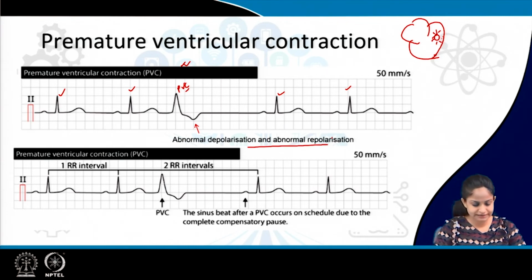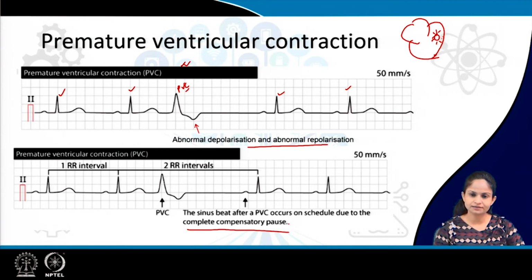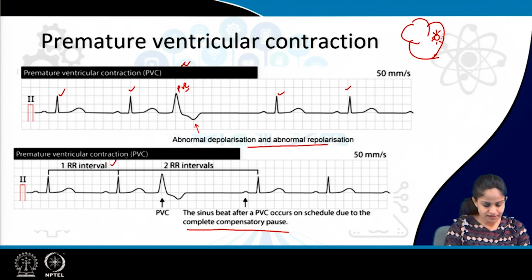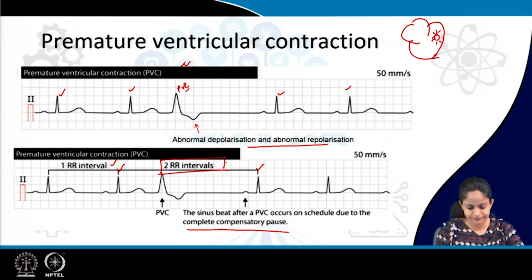The second most important thing is the duration. Premature ventricular contraction usually does not reset the sinoatrial node, so it usually gives a complete compensatory pause. That means the next sinus beat will occur on its own schedule. This is 1 RR interval, and from here to the next sinus beat we get the 2 RR interval cycle. This is the PVC. The sinus beat after a PVC occurs on schedule due to the complete compensatory pause. So, this much you have to remember in premature ventricular contraction.